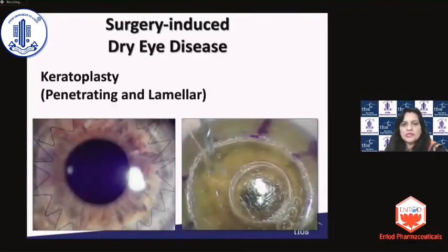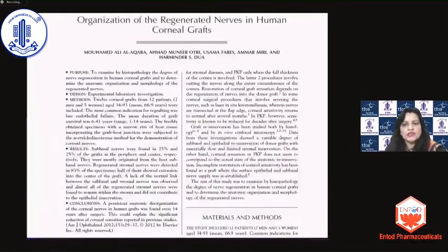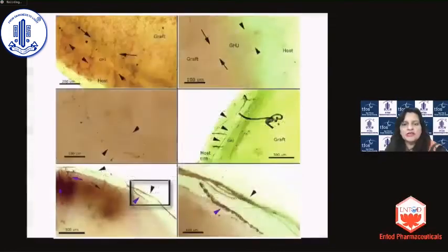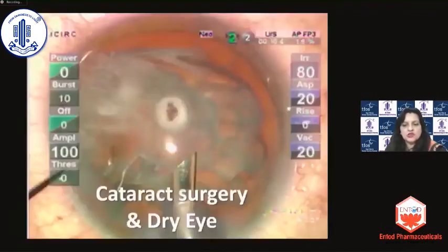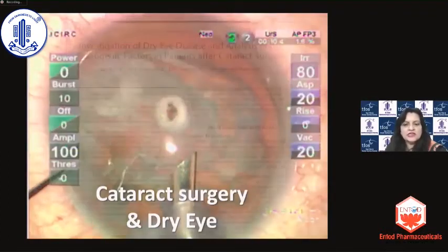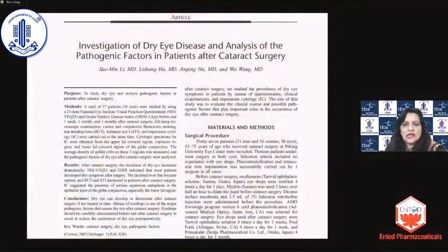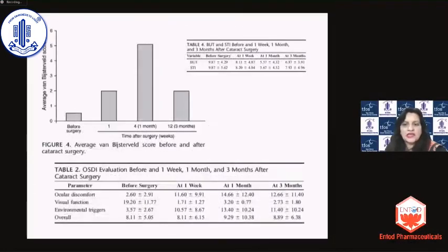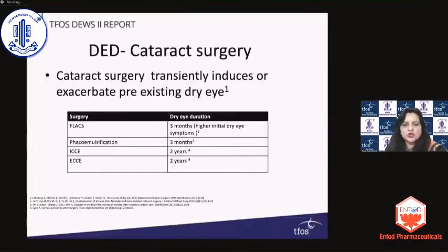Then even keratoplasty can cause dry eye disease, mainly because all the nerves are severed, and this takes about 1 year for the nerves to regenerate. And this has also been shown in the molecular studies and the studies which are done at the level of histopathology. And cataract surgery can also cause dry eye. Again, this is an older age group, and also this may just precipitate after you do cataract surgery, and various studies have shown it to cause dry eye.